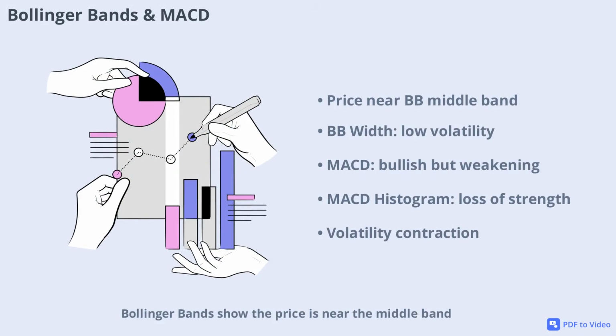Bollinger Bands show the price is near the middle band, with the upper band at 203.22 and the lower at 168.37. The BB width is narrow, indicating reduced volatility. The MACD is positive at 5.13, but the MACD momentum is negative, suggesting that while there is bullish momentum, it's weakening. The MACD histogram at 0.481 supports this view, showing a loss of strength in the recent uptrend.